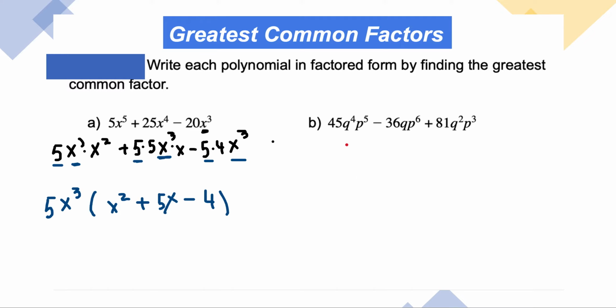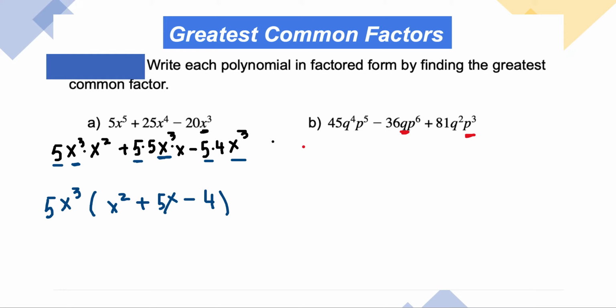Now let's go to this example. I am looking for variables p and q, which are the smallest degree. For q, the smallest degree is just q here, and for p, I'm looking at p to the 5th, p to the 6th, p cubed. P cubed is the smallest one. And now the coefficients: I have 45, 36, 81. All of them I see have a 9. So I'm going to write with a 9.